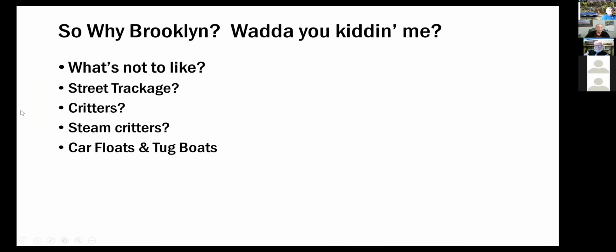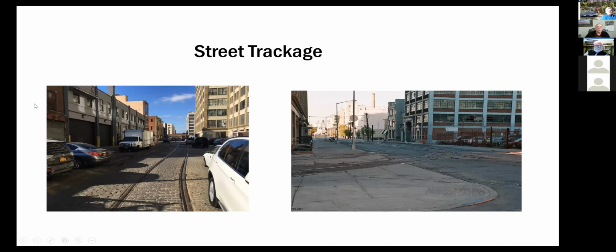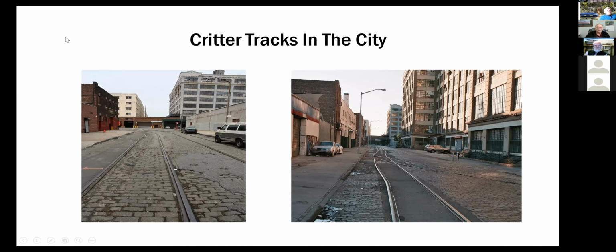So why Brooklyn? What, are you kidding me? What's not to like? Street trackage, critters, steam critters, car floats, tugboats. Street trackage, nice, straight track, cobblestone streets, asphalt streets, concrete streets, everything on top of one another, tight radiuses. Another example, starting to get that canyon effect with some of the taller warehouses and buildings.